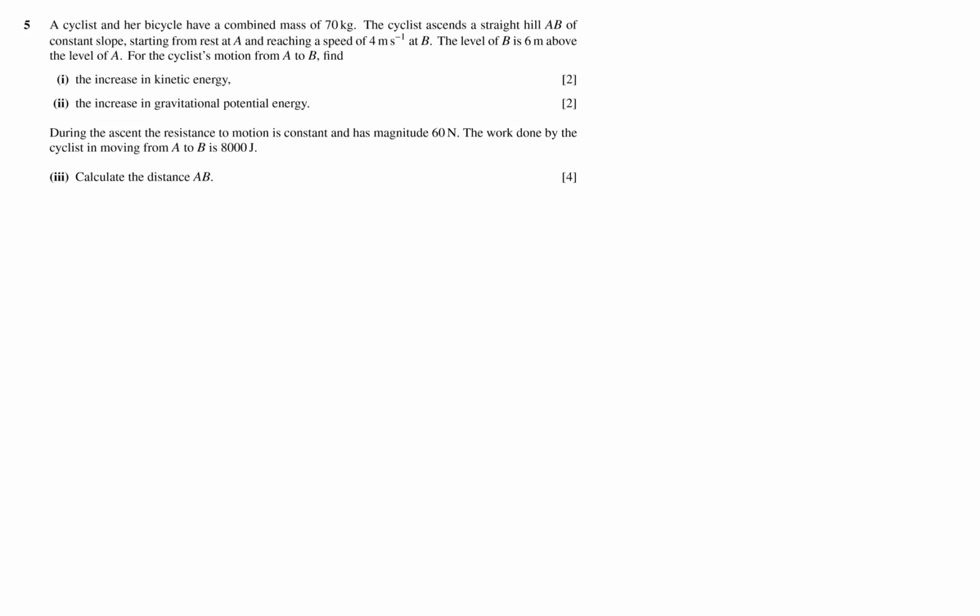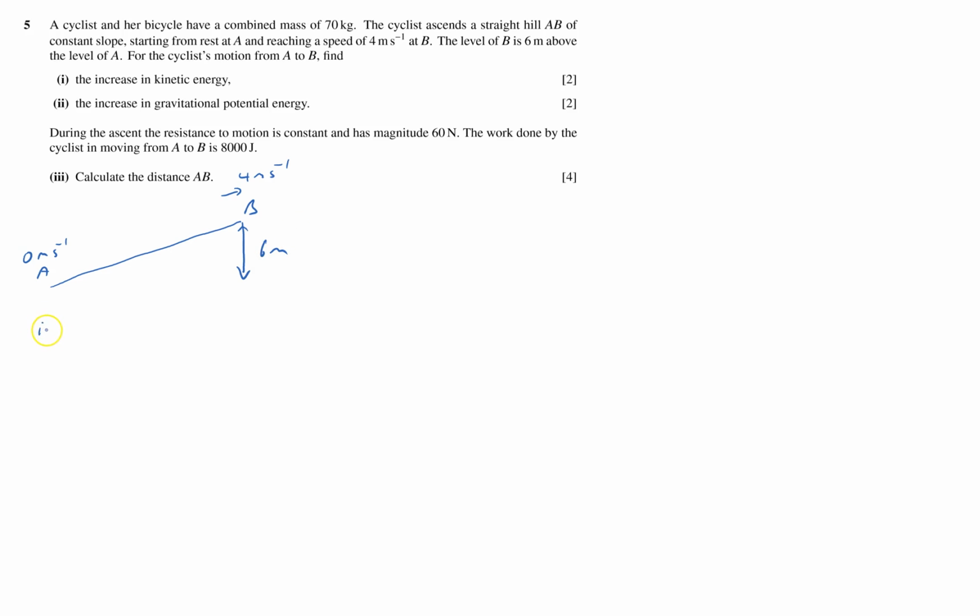Okay, cyclist and bicycle combined mass 70 kilograms. Ascends a straight hill AB, so the hill has a constant slope. It goes from A to B and gets to B at 4 meters per second, and it was 0 meters per second at the beginning. The level of B is 6 meters above A, so that's 6 meters.